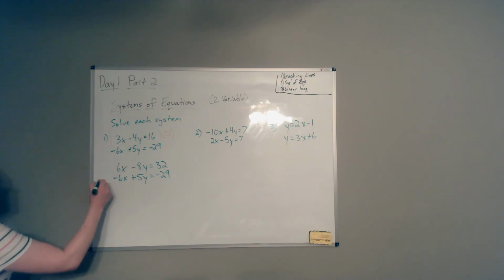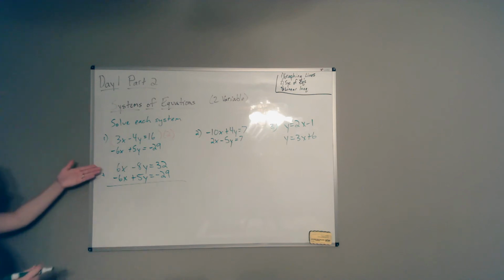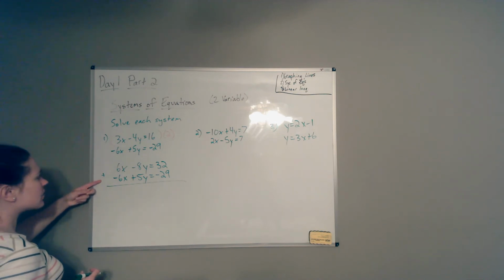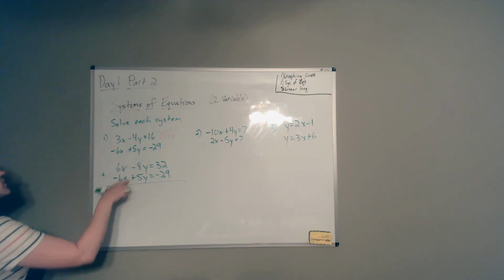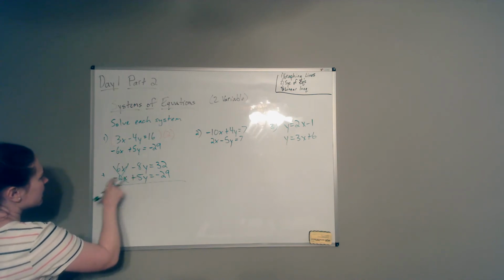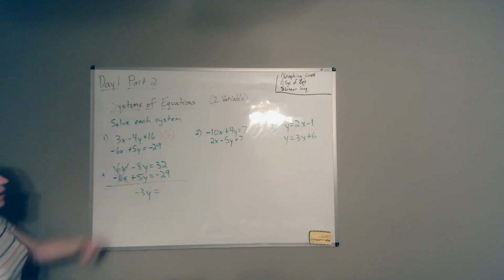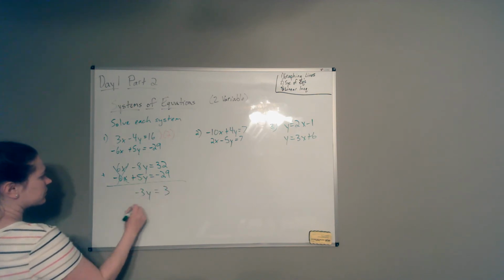So with elimination, what we're looking to do is, in algebra, you're allowed to add equations together to get a new equation. So when we add, we want one of these variables to be eliminated. So 6x minus 6x, x is gone. Negative 8y plus 5y is negative 3y. 32 minus 29 is 3.